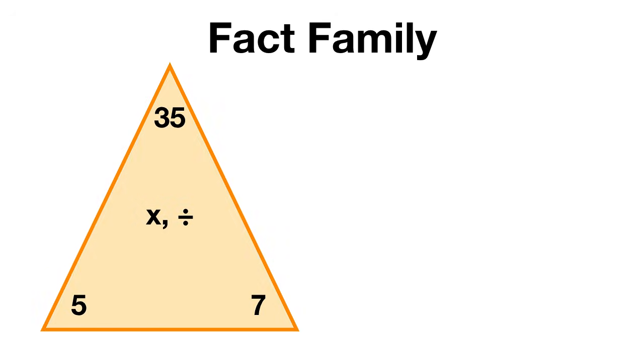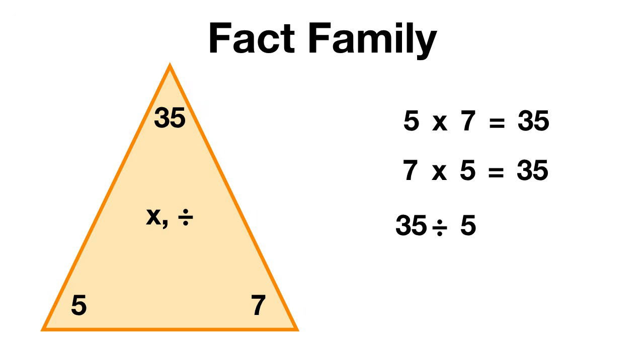Here's your last one. What are the 4 equations for the fact family with a 5, a 7, and a 35? Well, this fact family has the equation 5 times 7 equaling 35, 7 times 5 equals 35, 35 divided by 5 equals 7, and lastly, 35 divided by 7 equals 5.